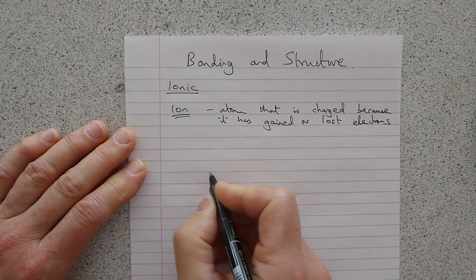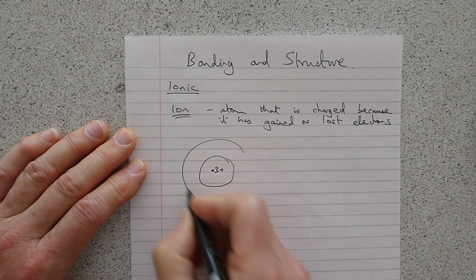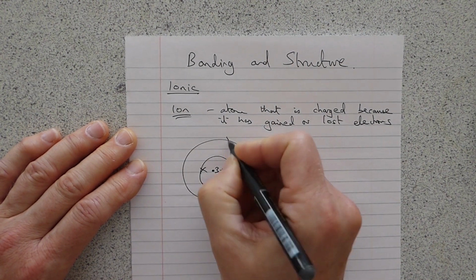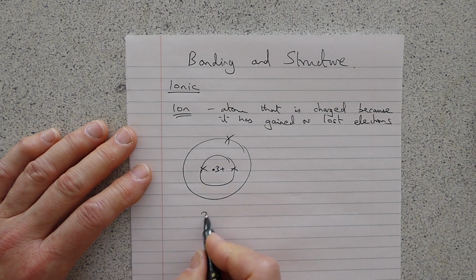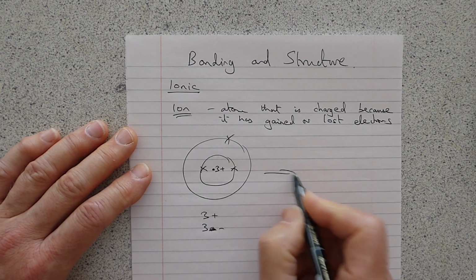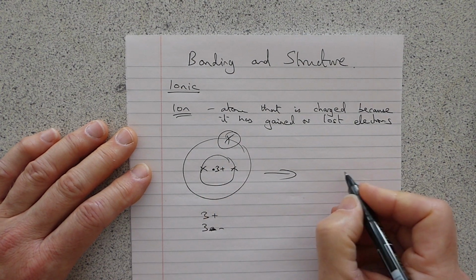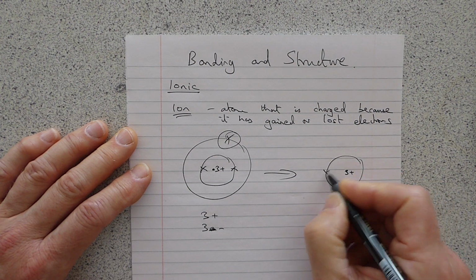And let's just think back. I'm going to take a nice simple one. Lithium. Lithium, element number 3. It's got 3 protons in the middle. It's got 3 electrons arranged in 2 shells. Now, it's got 3 protons, it's got 3 electrons, 3 minuses. It's going to lose that outer electron so that it ends up with a full outer shell. The nucleus hasn't changed. It's still 3+.